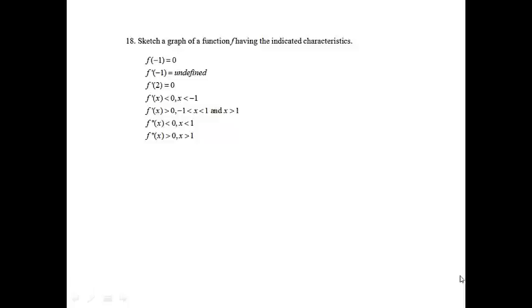Number 18, sketch a graph of a function f having the indicated characteristics. One thing that I did on this, and hopefully you already changed this, should say f prime of 1 equals 2, otherwise things just do not match up. So if I'm looking at this, I'm first of all going to put on my graph, it says that f of negative 1 equals 0, which means there's the point negative 1, 0. So negative 1, 0 is a point on my graph.